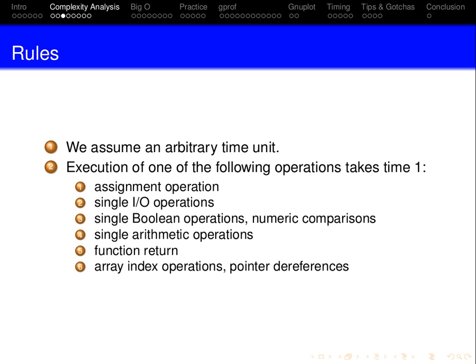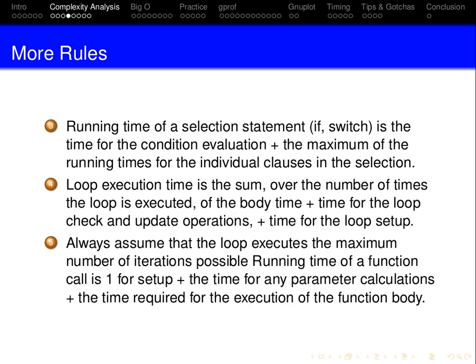So it takes one to do an assignment, one to do an IO operation, which is really slow, one to do a single Boolean operation or a numeric comparison, a single arithmetic operation is one, a function return is one, and indexing into a subscript of an array is one. Everything's just one.